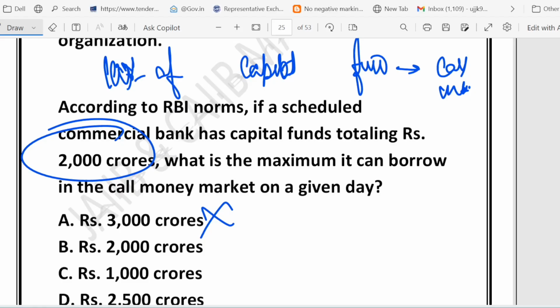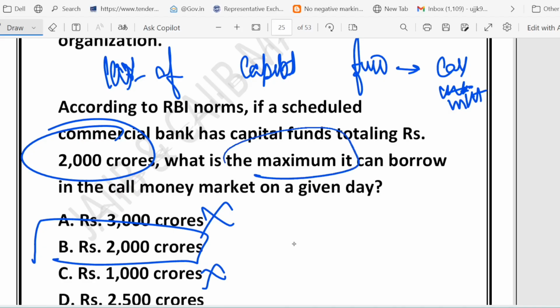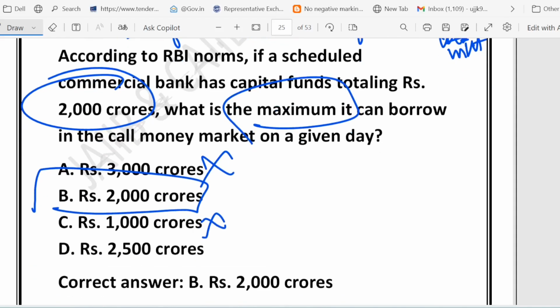Yes, this is absolutely correct. RBI clearly says that a scheduled commercial bank can borrow up to 100% of its capital fund in the call money market on any single day. Please remember it. So that means it can borrow 2000 crore maximum in one day in the call market, not 2001, not 2500, exactly 2000. Option number C is also wrong. 1000 crore is wrong because maximum is 2000. When the question is asking you maximum, that's why option B is correct.